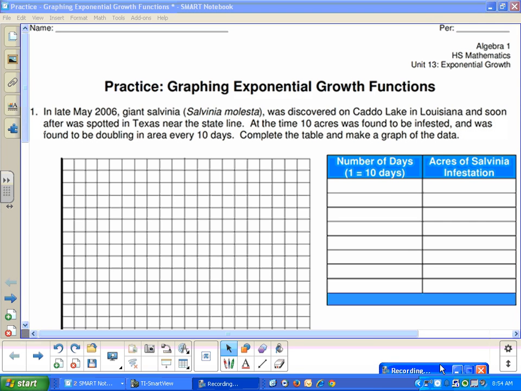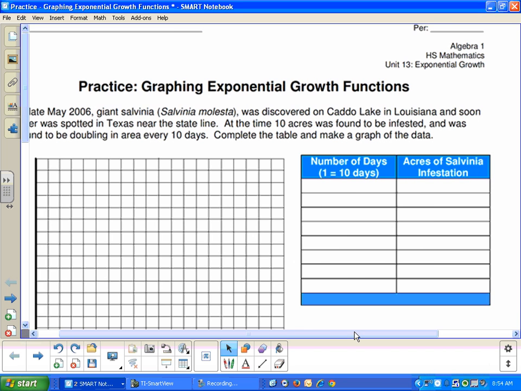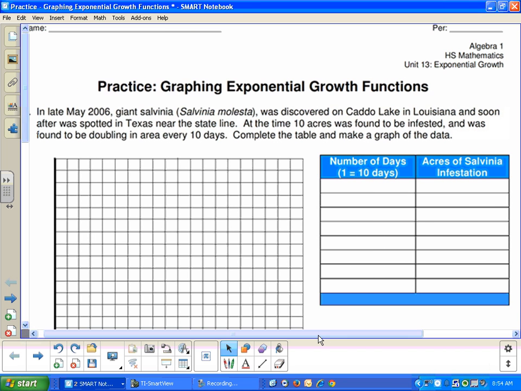Okay, so this one's talking about exponential growth. It says giant salvinia, which is a plant, was discovered on Caddo Lake in Louisiana, and soon after was spotted in Texas. At the time, 10 acres was found to be infested, and it was doubling in area every 10 days. So when we complete the table, we want to come up with an equation for the growth, so they can make predictions as to how to treat it.